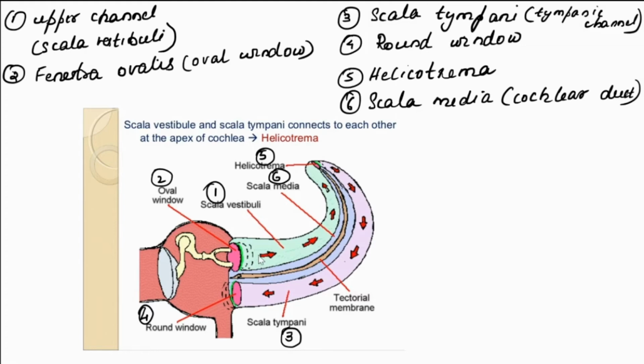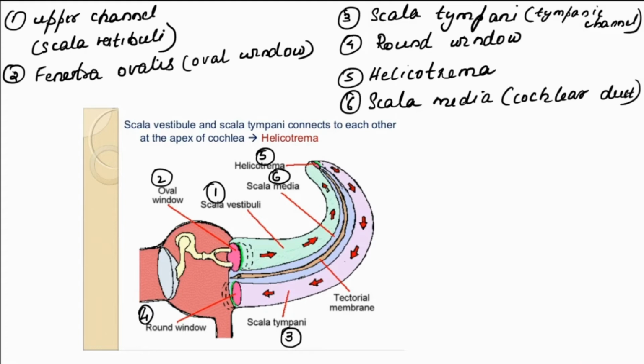The upper channel is called scala vestibulae. That name you need to learn. Upper channel's name: scala vestibulae. This scala vestibulae, or upper channel, is communicating with the oval window. The oval window in turn is communicating with which bone of the middle ear? Malleus, incus, stapes bone of the middle ear. So that's about scala vestibulae.